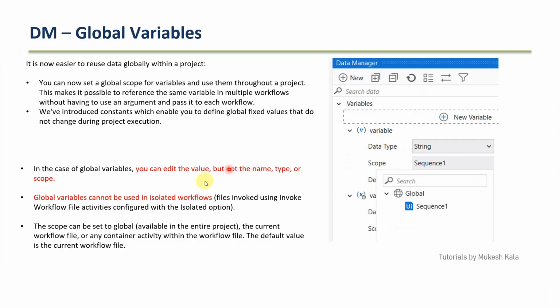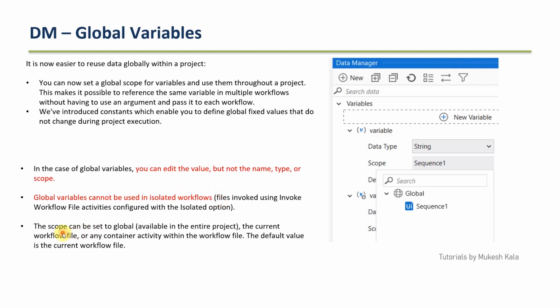The next thing to remember here is that global variables cannot be used in isolated workflows. All the XAML files which are invoked using the isolated option cannot use the global variables. UiPath has an activity called the invoke workflow activity, which is used to invoke the XAML. When you use the invoke workflow activity, you have an option called isolated. If you select this option of isolated, you won't be able to utilize the functionalities of the global variables. So that is a thing you need to remember, right?